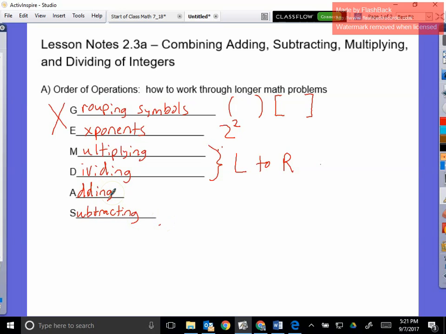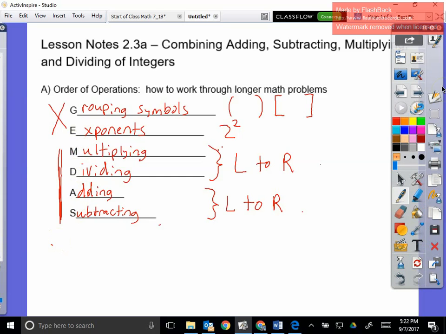When we're doing the adding and subtracting, we're going to go from the left of the math problem to the right of the math problem. These are the four things that we're going to be focusing on for this chapter. We're not going to see the grouping symbols and the exponents. We're going to be focusing on these four operations: multiply, divide, add, subtract. So let's get into our first set of math problems and take a look at how we're going to work these out.